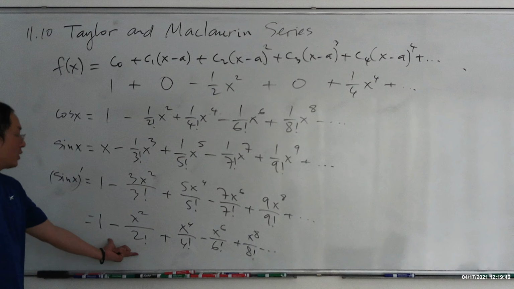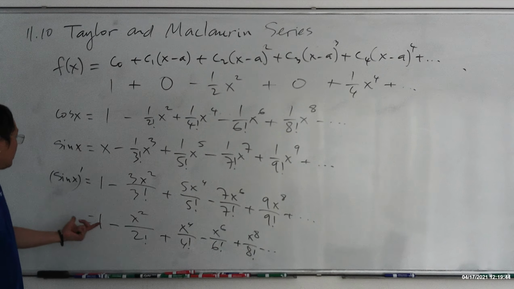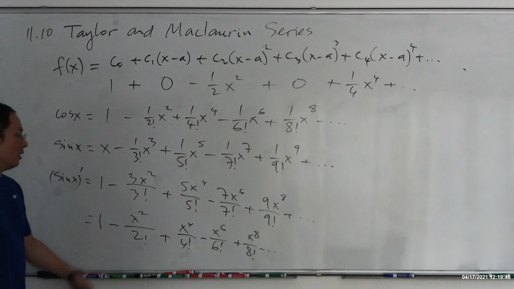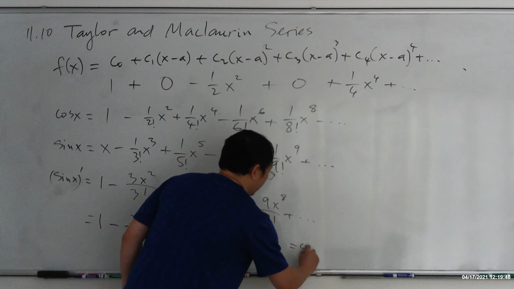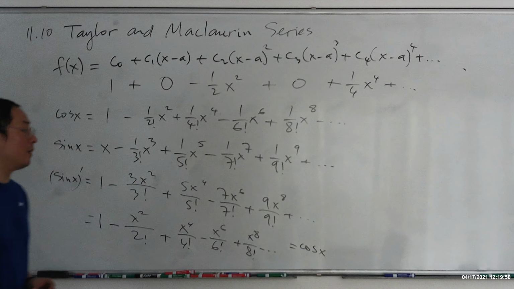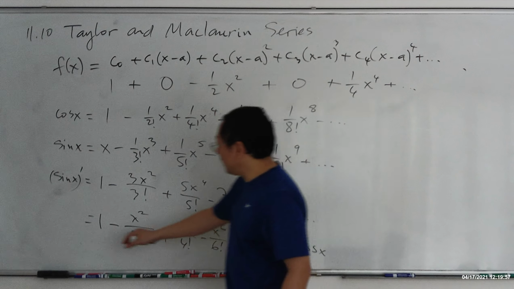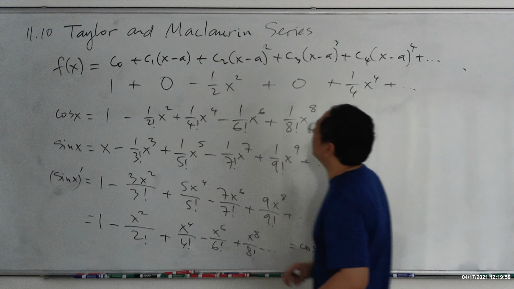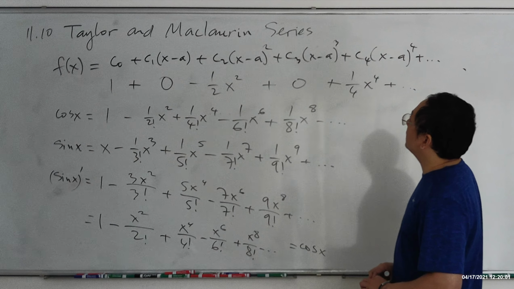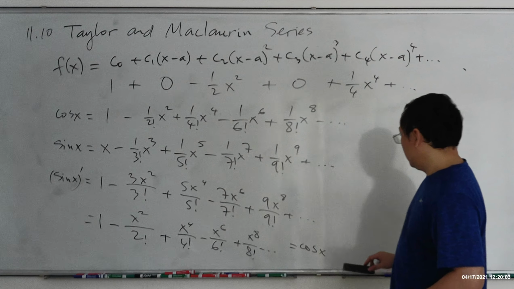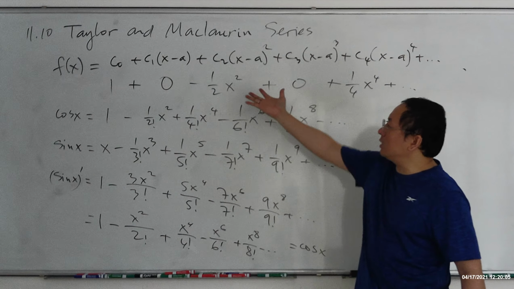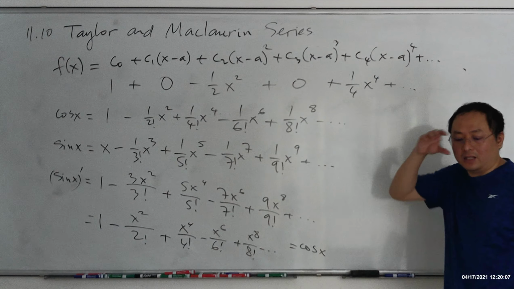So this is really cosine. See? The derivative of sine is cosine. And similarly, if you take the derivative of cosine, you get negative sine. And this is very powerful. So you see that in this section we can actually use Taylor's and Maclaurin's series as the representation of a function, of an analytic function.